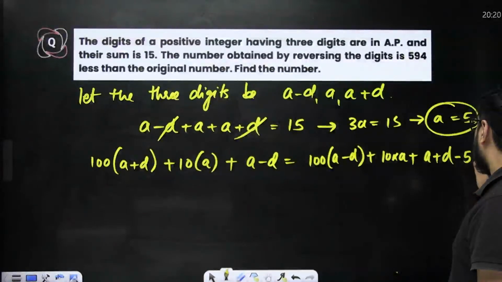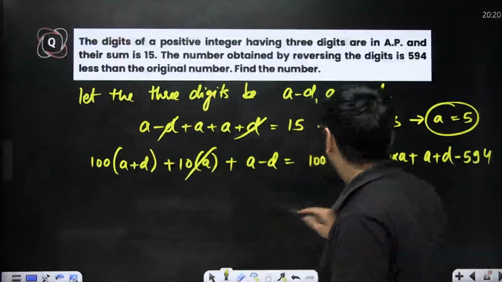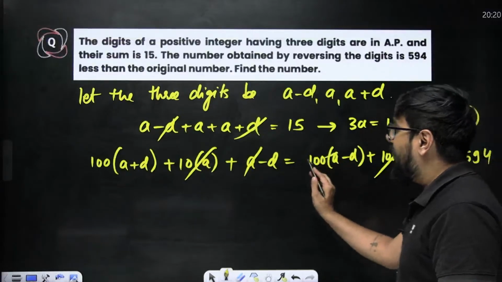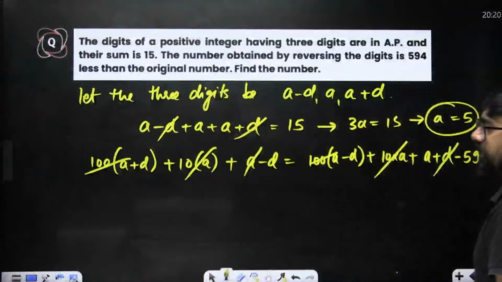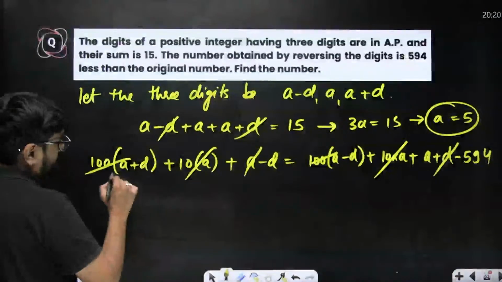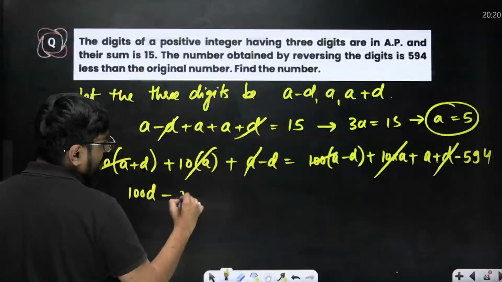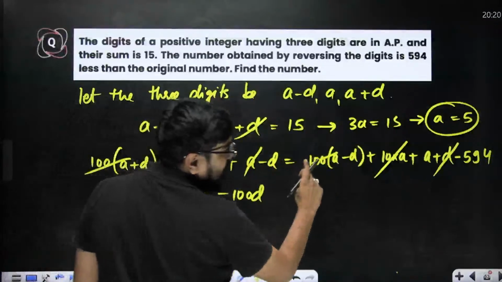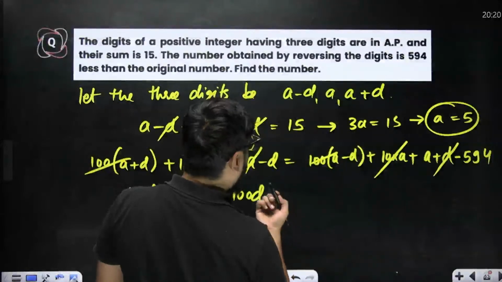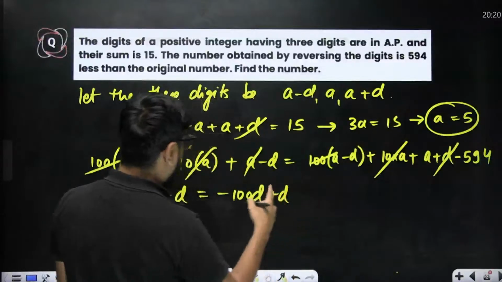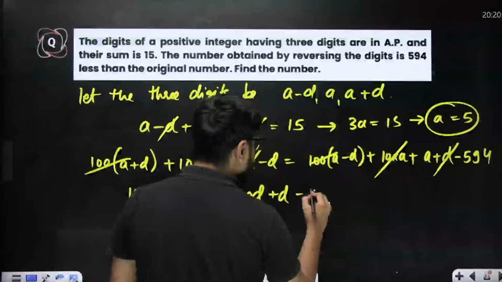Minus 594. 10a directly gone, a directly gone, 100a directly gone. What do you get? From this side you get 100d minus d, equal to minus 100d on this side. What is left? a is also gone. Minus d will remain here, plus d, minus 594.